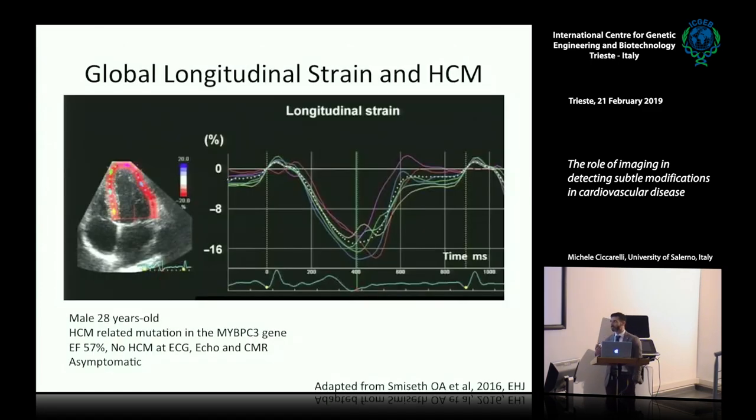But we can employ the strain for other kinds of applications. This is the example in hypertrophic cardiomyopathy. This is an example of a 20-year-old male with a gene-related hypertrophic cardiomyopathy, with a still preserved ejection fraction, asymptomatic, and no patterns of hypertrophic cardiomyopathy at the ECG, at the echo, or the magnetic resonance.